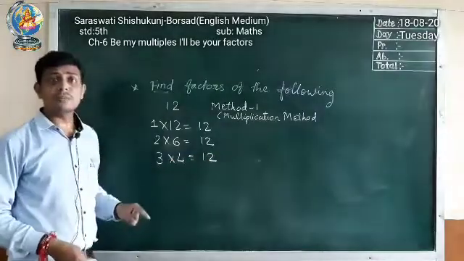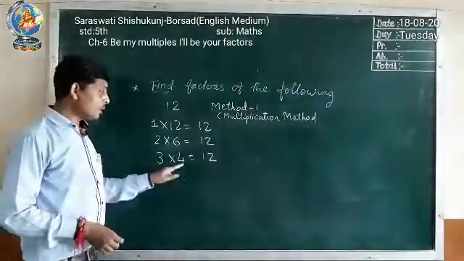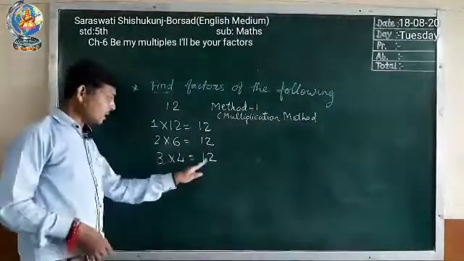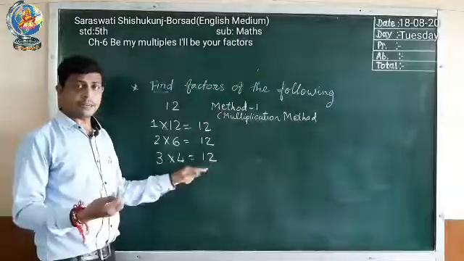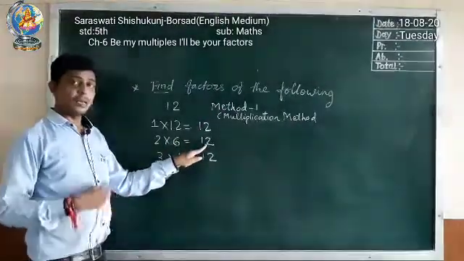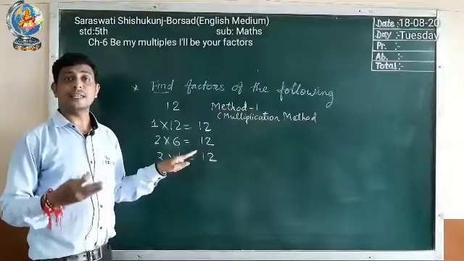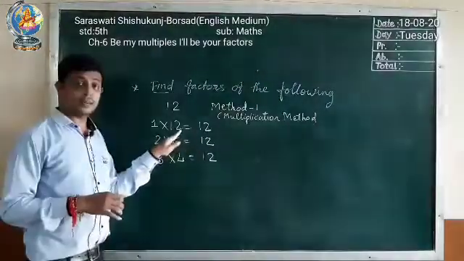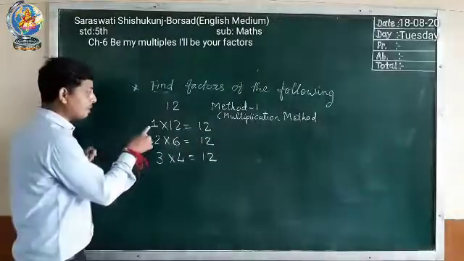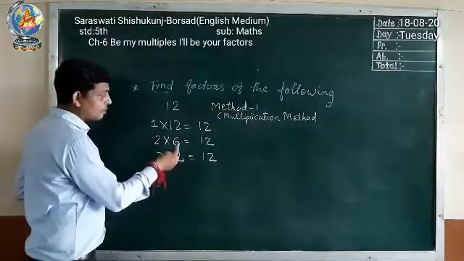Now after 3 which number comes? 4. So 4 is already written. In table 4 also 12 comes: 4 threes are 12. Then in table 5 it does not come. In table 6 it comes: 6 twos are 12. Then in 7, 8, 9, 10, 11 it does not come, directly it comes in 12: 12 ones are 12. So we have the factors 1, 2, 3, 4, 6 and 12.